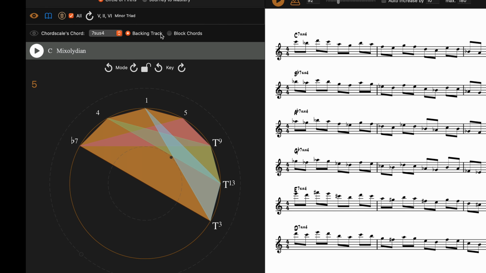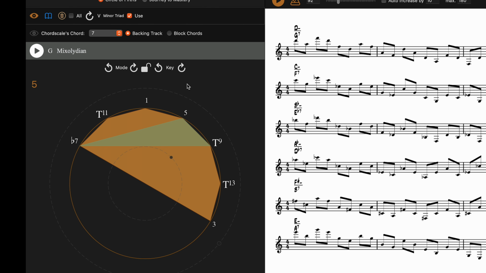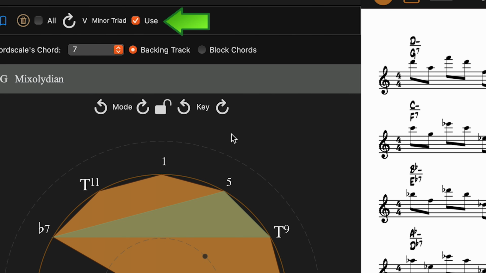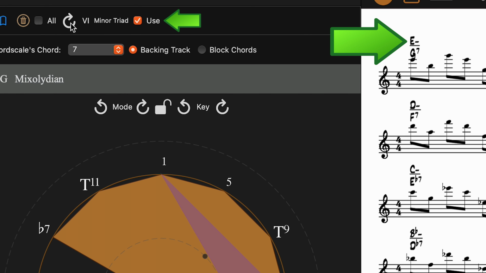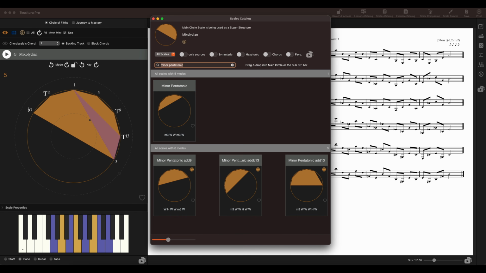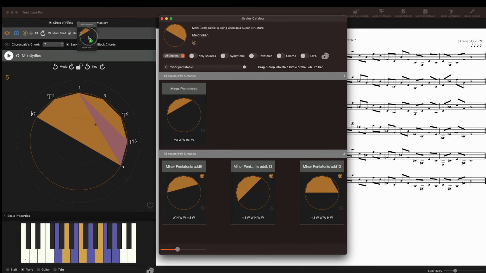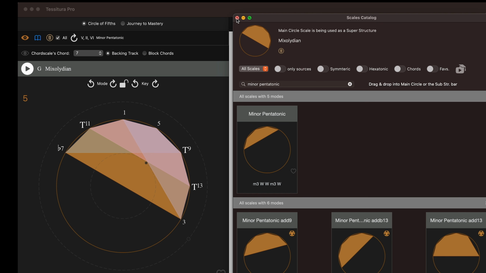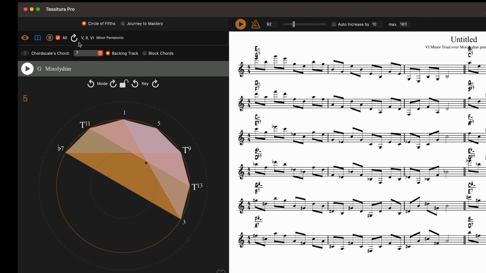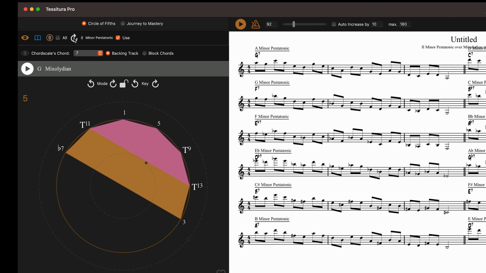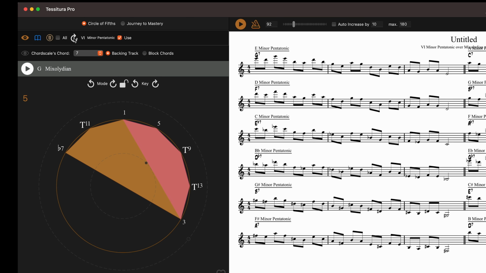So, if I pair G mixo with a G7 chord, and I choose to use the minor triad on the 5th degree as an upper structure, I get a D minor over G7. Or I can use an E minor over G7. And you can explore substructures with any number of notes. Can we use a minor pentatonic? Yes, there are 3 possible minor pentatonics. So you can play E minor pentatonic on top of G7.